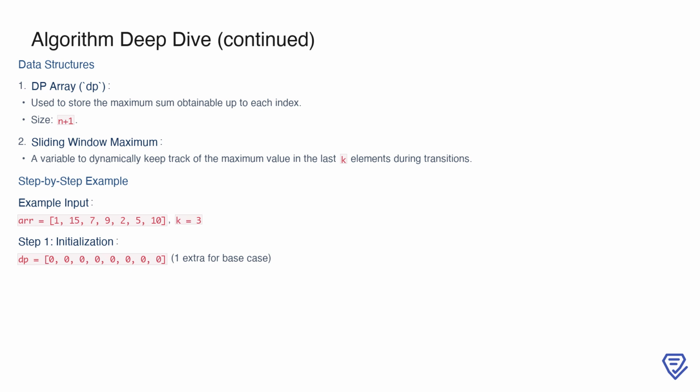Second, we use a variable to track the sliding window maximum dynamically as we iterate through potential subarray lengths. This prevents redundant calculations and keeps our algorithm efficient. To see how this works in practice, consider the example where ARR equals 1, 15, 7, 9, 2, 5, 10, and k equals 3. We initialize the DP array with all zeros, including an extra slot for the base case, so DP equals 0, 0, 0, 0, 0, 0, 0, 0. This setup provides the foundation for filling in the DP table based on our recurrence relation.